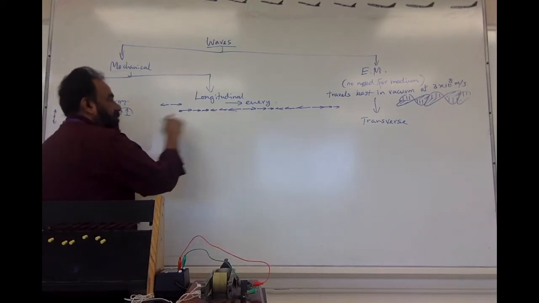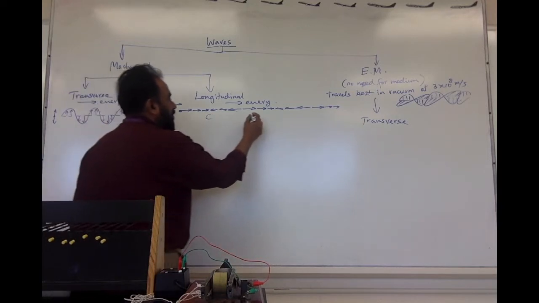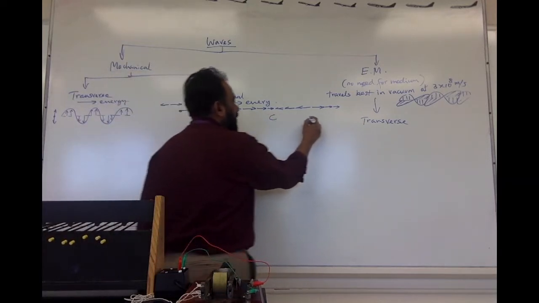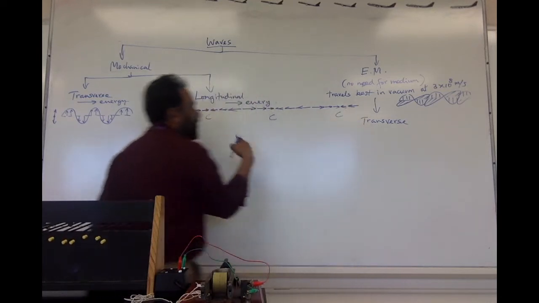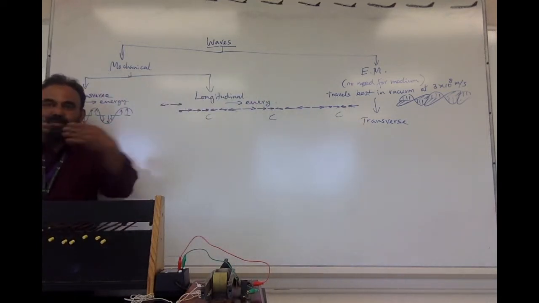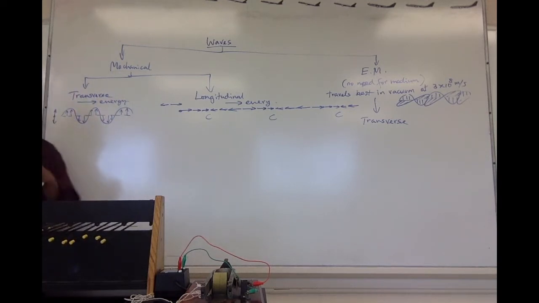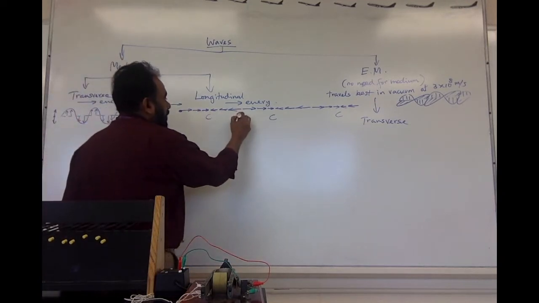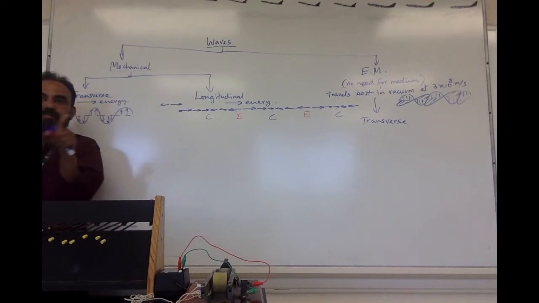Now what's happening is when particles keep moving forward and backward, it forms areas of compression, compression, compression. Can you see that area of compression where the particles are kind of moving towards each other? And then there are places of expansion, where particles are moving away from each other.